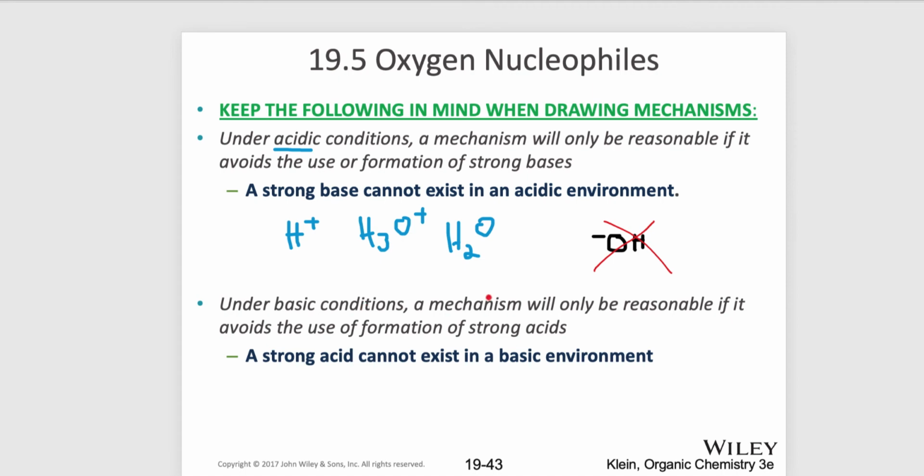Under basic conditions, the mechanism will only be reasonable if it avoids the use or formation of a strong acid. A strong acid cannot exist in a basic environment, okay? So as we're looking at this component now, basic conditions, what are the things we can use? We can use OH-. We can use a molecule of water.